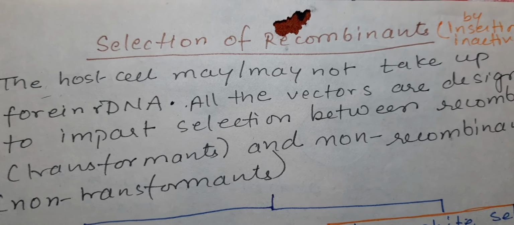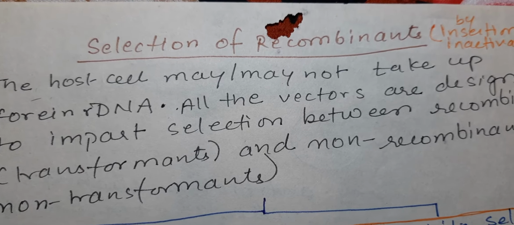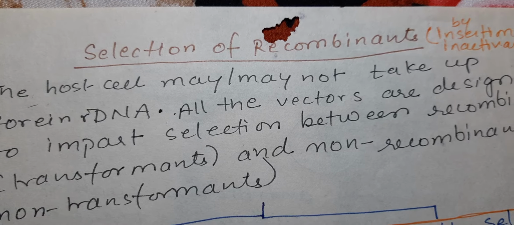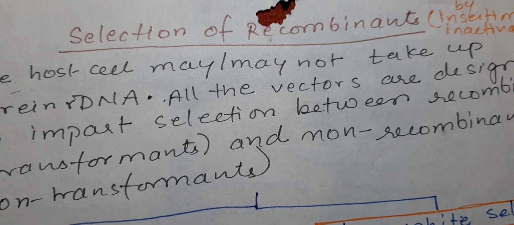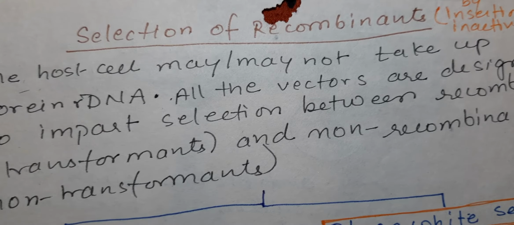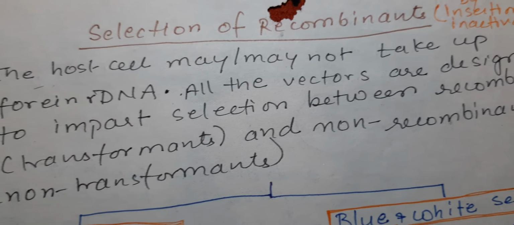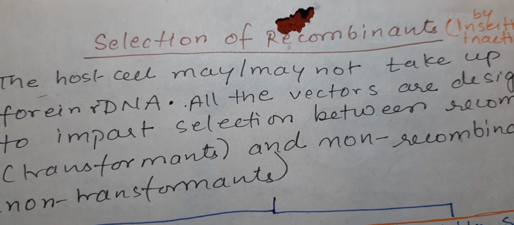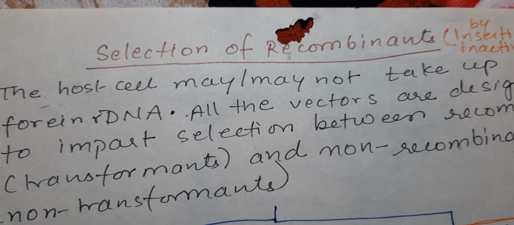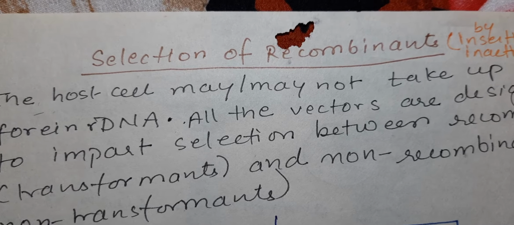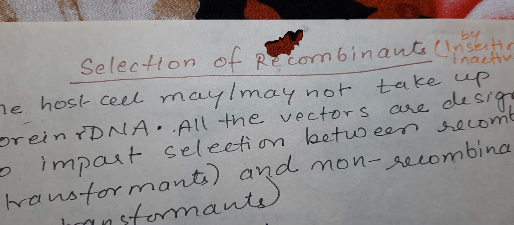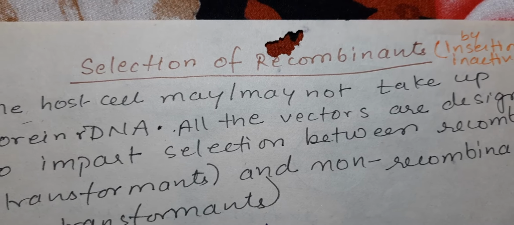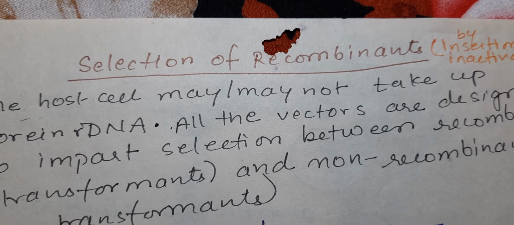Now next is the selection of recombinants. So what we have done, we have loaded our DNA on the vector and then this DNA is introduced into the host cell by using different techniques. Now we have to check whether the host has taken up this DNA or not. When it takes up the DNA, then we say that the rDNA is introduced in the host and it becomes recombinant. If this DNA is not taken up by the host, we say it is non-recombinant.